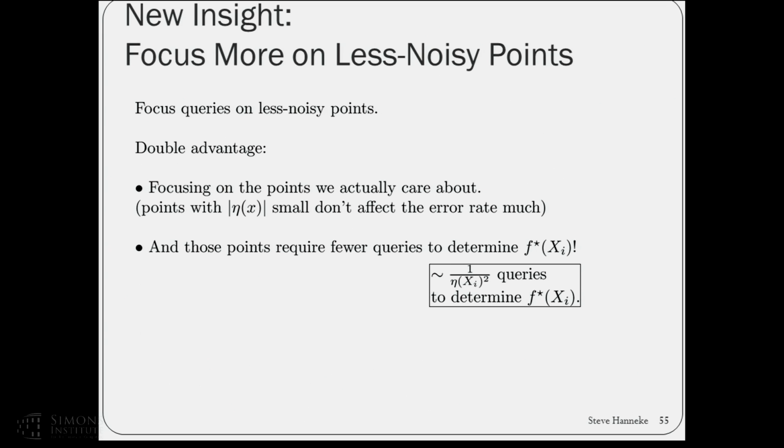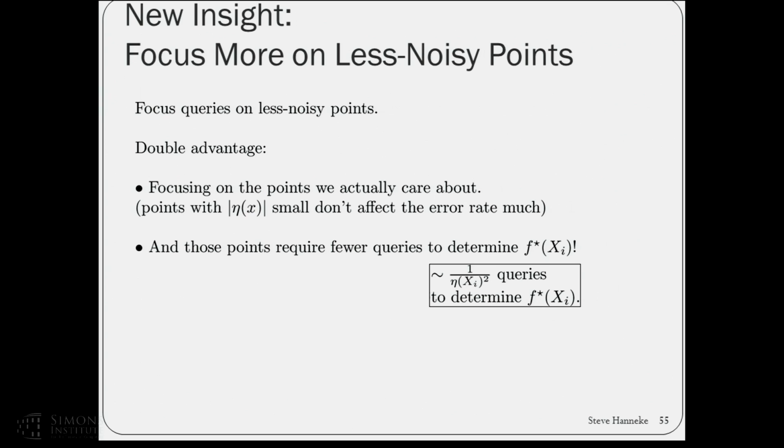If a point is very noisy, the regression function is very close to 0. Getting the label wrong, meaning not classifying it according to the optimal classifier, doesn't really hurt you that much. If it's 0.49, 0.51 probabilities and you guess the wrong label, you only get a 0.02 increase in your error rate for that location. Whereas somewhere else where it's 0.1 versus 0.9 probabilities, if you guess the wrong label, that's a 0.8 difference. That's a big deal. So you really care more about the less noisy points.